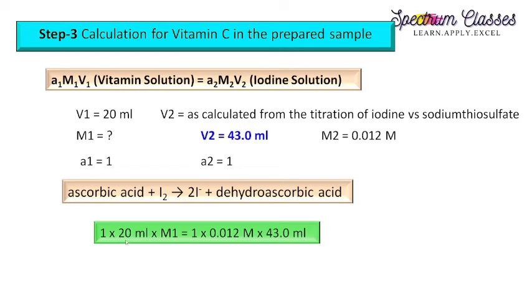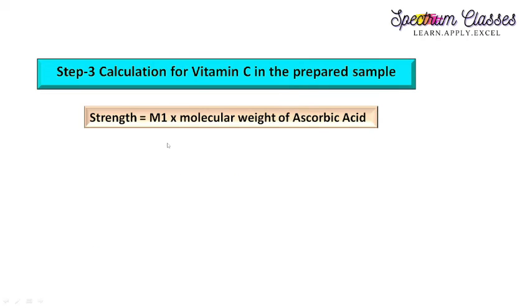Putting these values in this equation: 1 into 20 ml into the molarity of vitamin C solution is equal to 1 into the molarity of iodine solution into the volume consumed of iodine solution, and in this manner I am going to know M1 is equal to this much. Now coming to the concentration of vitamin C in the given solution.